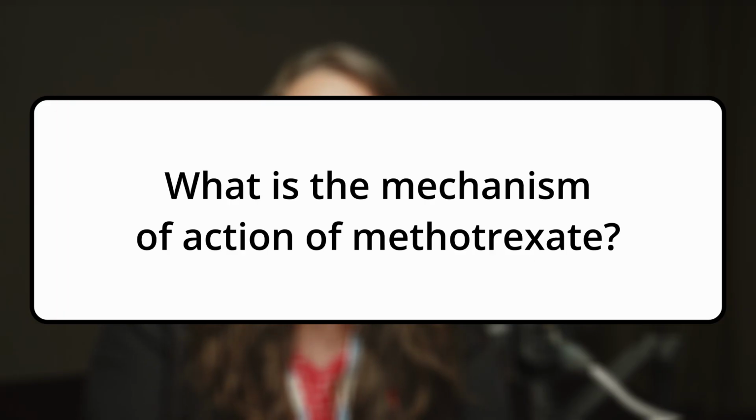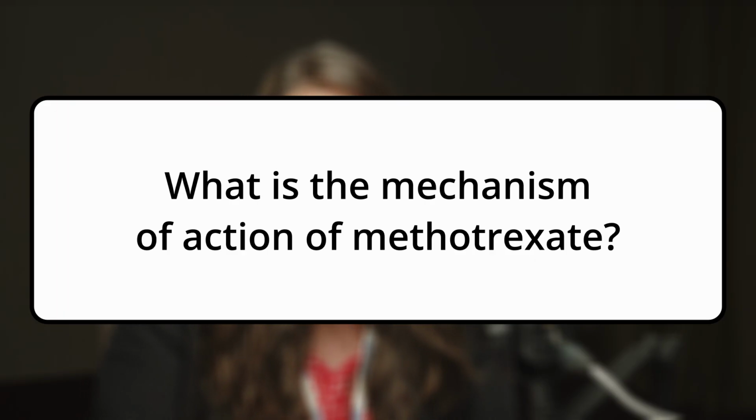Our question here is, what is the mechanism of action of methotrexate? So methotrexate is a folate antimetabolite that inhibits DNA synthesis, repair, as well as cellular replication. It binds to and inhibits dihydrofolate reductase, or DHFR, and inhibits the formation of reduced folate, which is why we give folic acid to people that are on methotrexate.